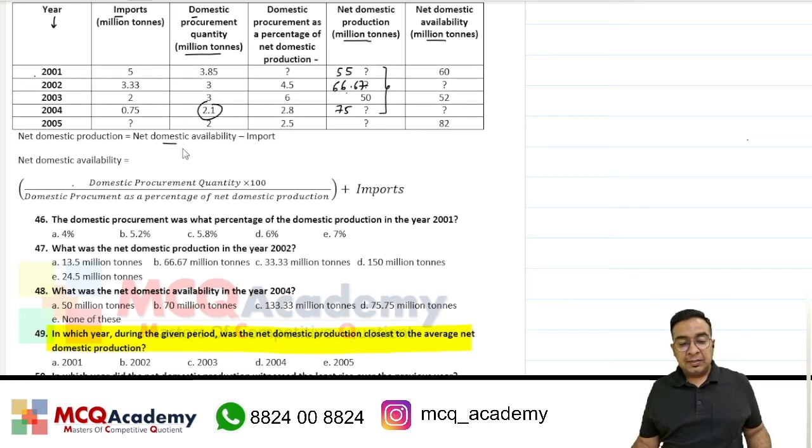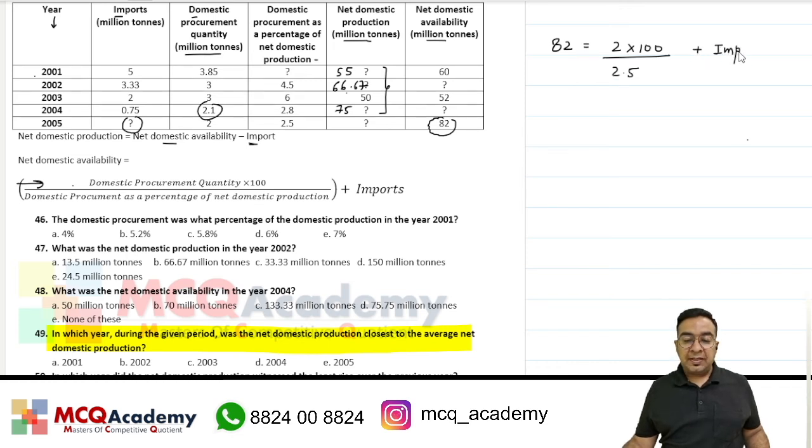इसके लिए हमें चाहिए नेट डोमेस्टिक अवेलेबिलिटी, जो कि इस केस में 82 प्रोवाइडेड है, बट हमारे पास में नहीं है यहाँ पे द वैल्यू ऑफ इंपोर्ट्स. तो वैल्यू ऑफ इंपोर्ट्स कैलकुलेट करने के लिए हमें जाना होगा यहाँ पे. नेट डोमेस्टिक अवेलेबिलिटी की वैल्यू इज इक्वल टू 82. This is equal to domestic procurement quantity, which is given to be equal to 2 multiplied by 100 divided by domestic procurement as a percentage, which is given to be 2.5. और इसमें ऐड किया जाना है imports. By here we will get the value of imports for the year 2005.